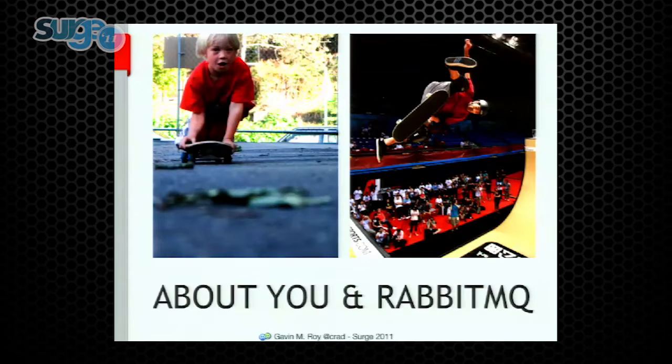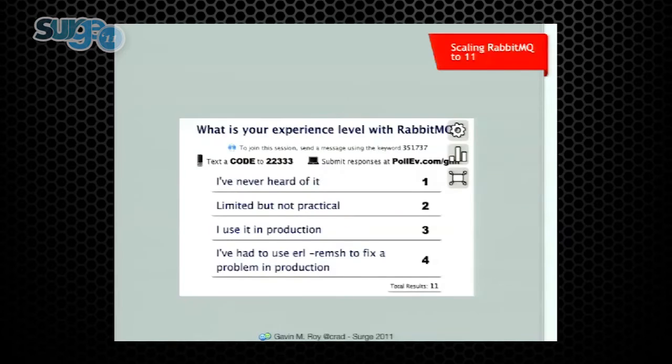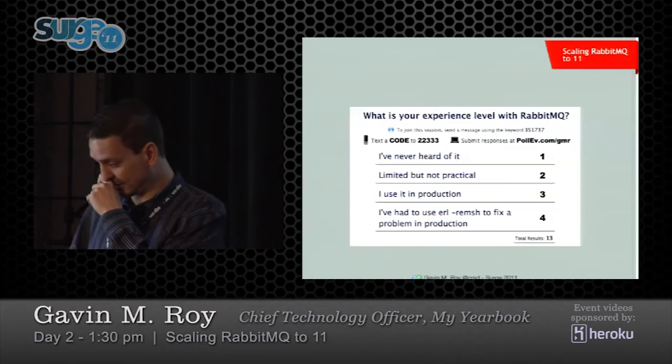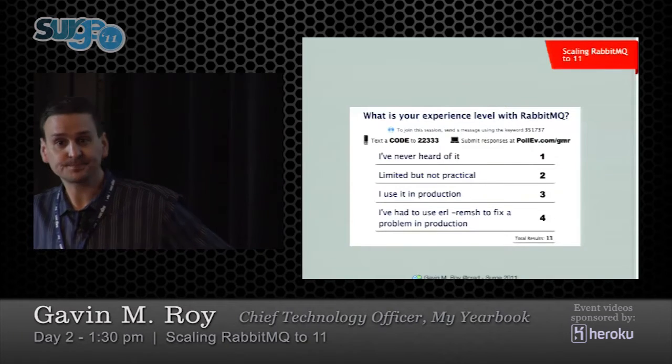What I'd like to know is about you guys and your experience level with RabbitMQ. So if we take that and we try and see how this poll thing works, and if the internet works. So if you text to 22333 or go to that URL, that should be a good range for you guys, and I'll give you just a second here to do that.